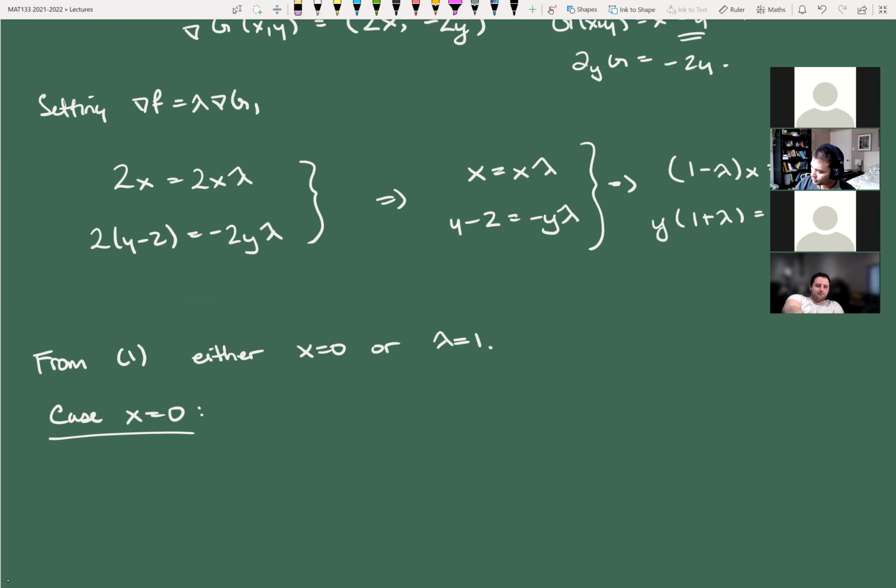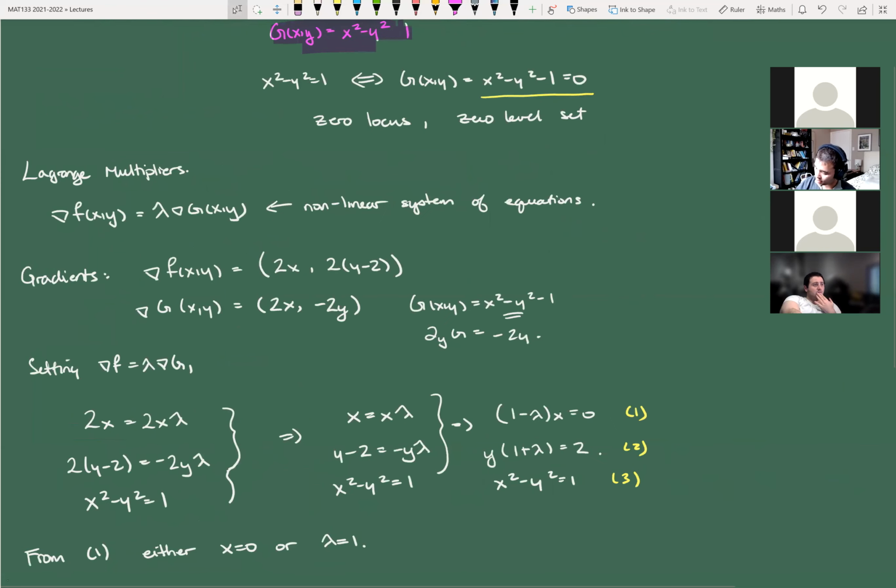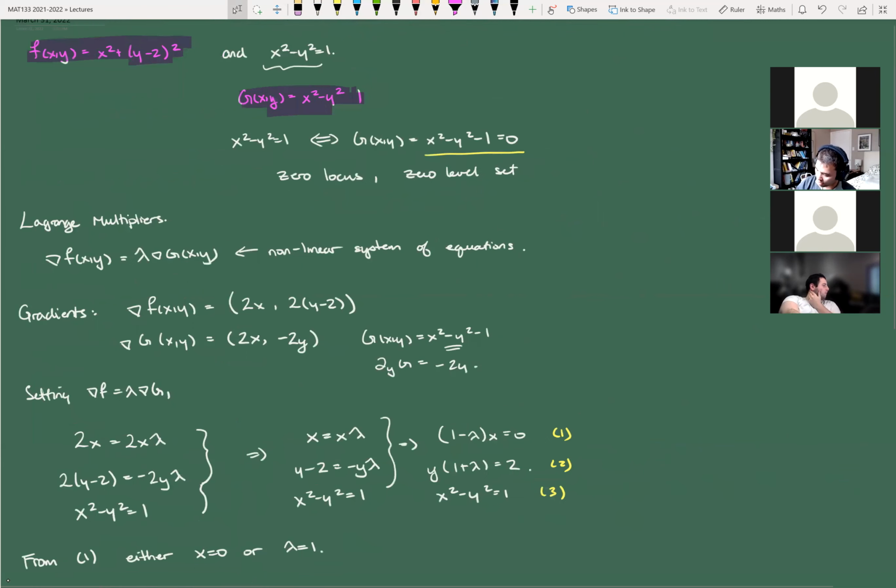Now at this point, I do want to add the third equation back in just so that we have it: x squared minus y squared equals 1. I just want to put this back in. As a reminder of where that equation came from, it actually is the original constraint.